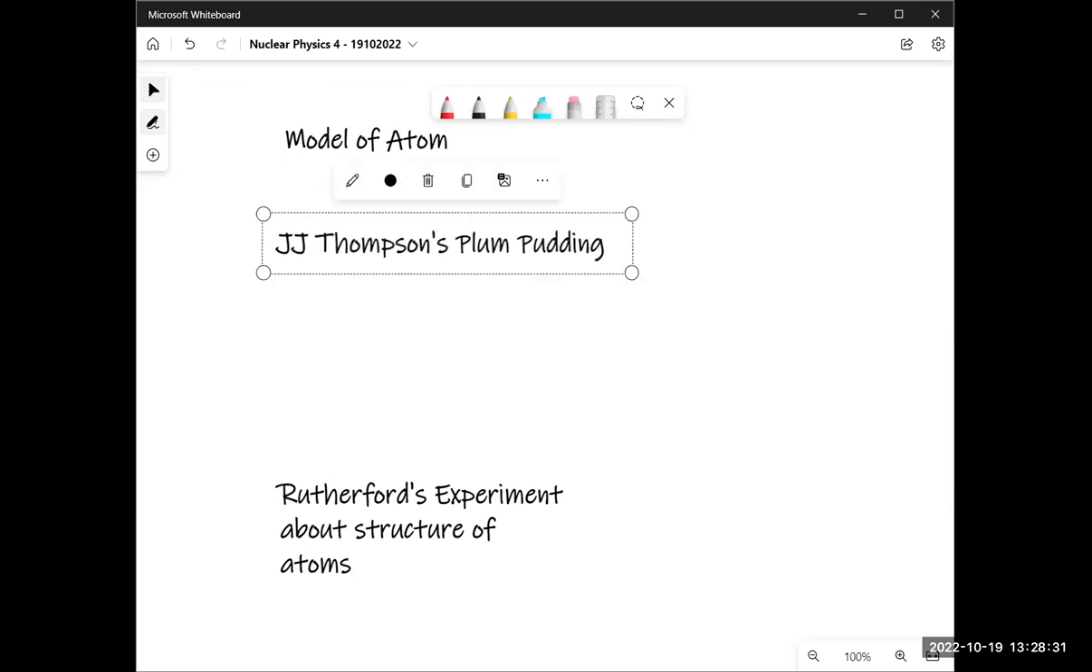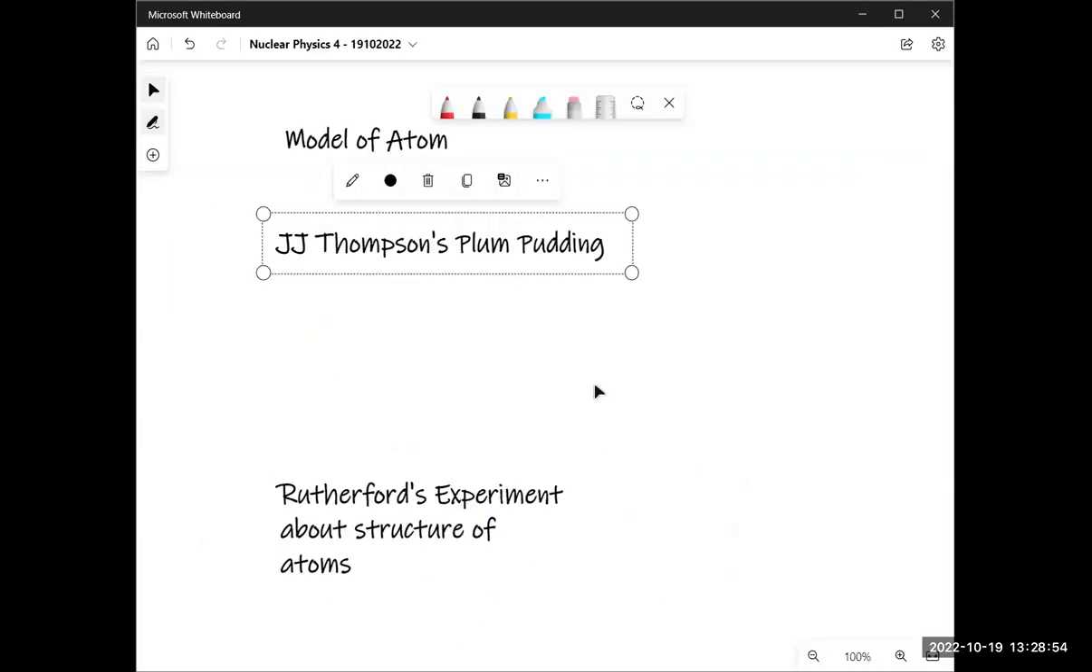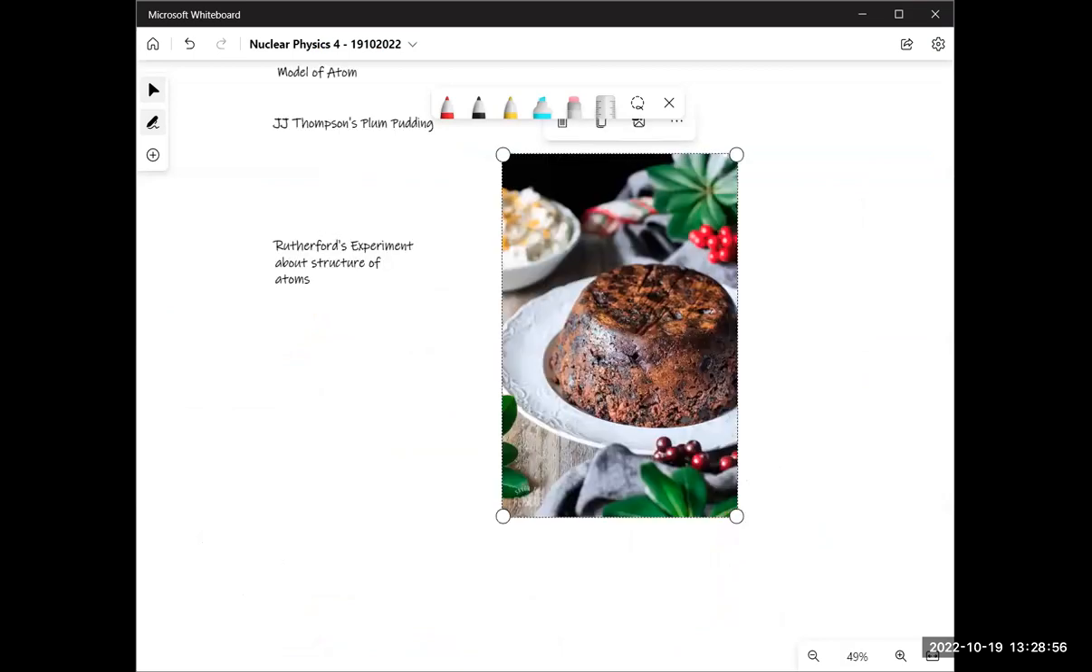Now, the first thing is, Ayan, I want you to read the highlighted part one more time. Thomson suggested that an atom might be a sphere of positive charge with electrons dotted about inside it, rather like raisins in a pudding. Raisins in a pudding, all right? Let's see. I'll show you a raisin. Let's look at this pudding. That's better.